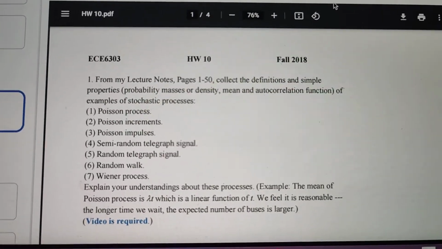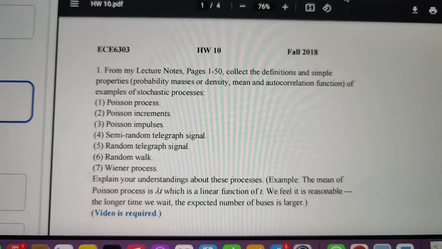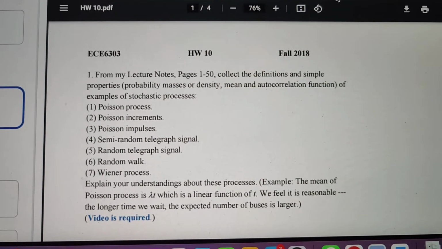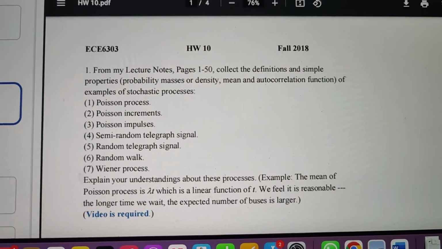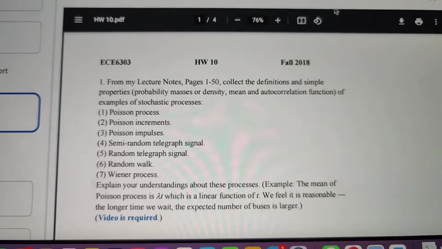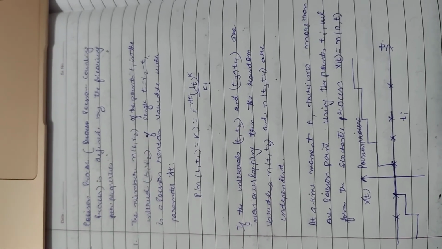I will be explaining question 1 of homework 10 from probability and stochastic process. In this question 1, they have asked to collect the definition and simple properties of examples of stochastic process. First one is the Poisson process. A Poisson process is defined by the following properties.